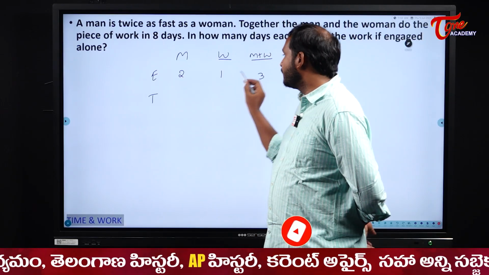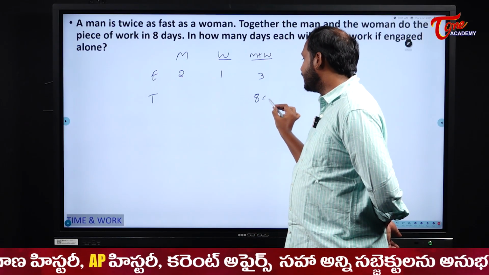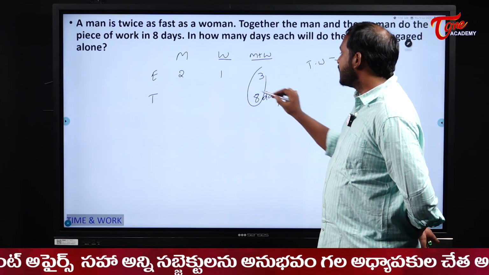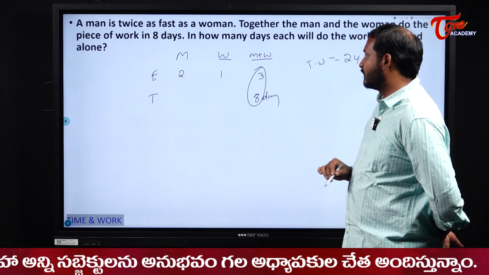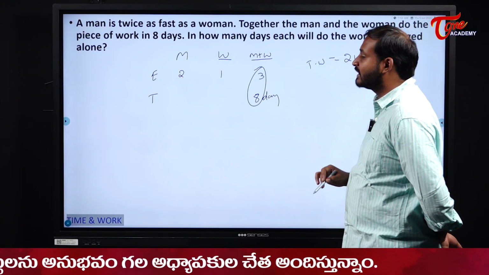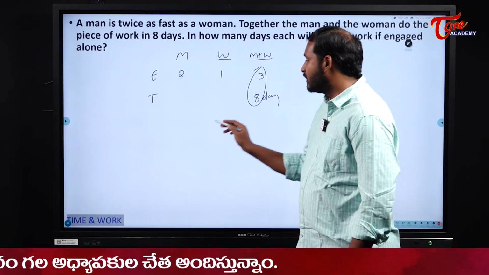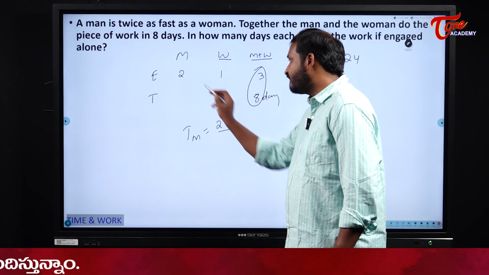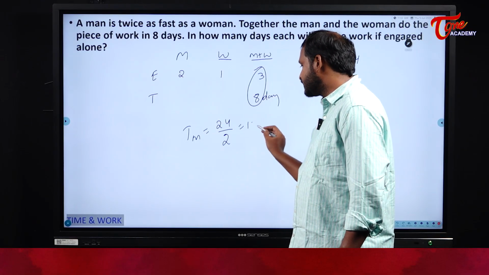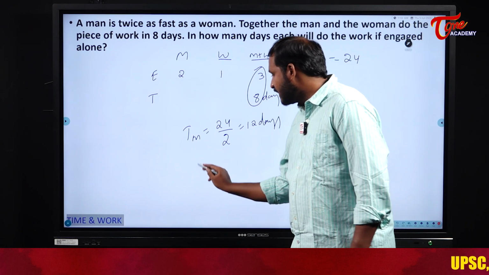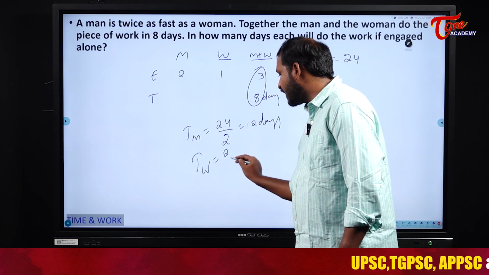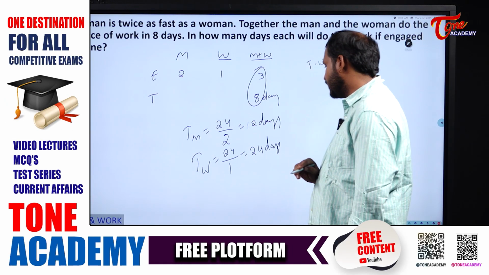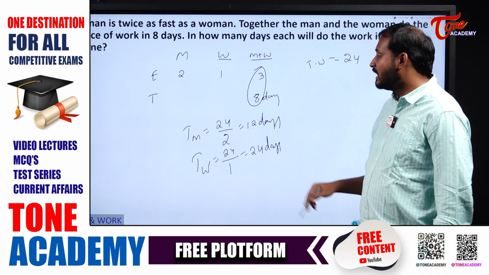Now when it comes to time, man and woman can finish the work in how many days? 8 days. So here what will be my total work? 3 8s are 24. 24 will be my total work. In how many days will each do the work if engaged alone? Time taken by man will become total work by efficiency. That is 24 by his efficiency is 2. That is 12 days. The man can finish the job in 12 days. Time taken by woman. 24 by her efficiency is 1. So, it will become 24 days. In this manner, we are going to find the answers.